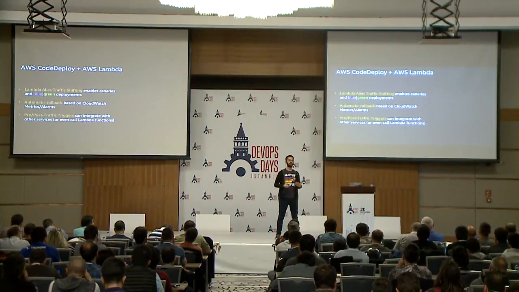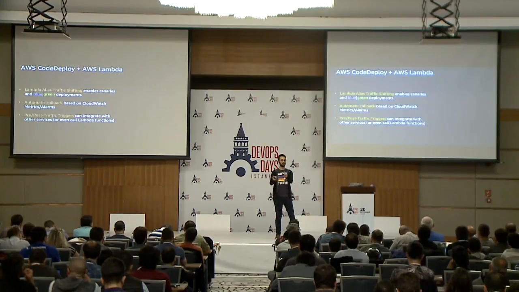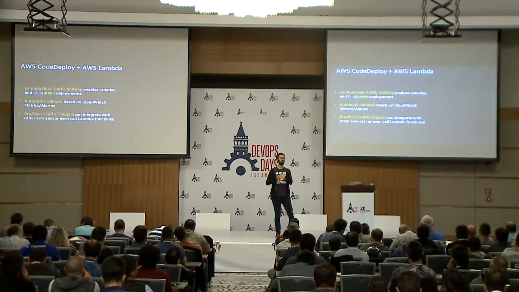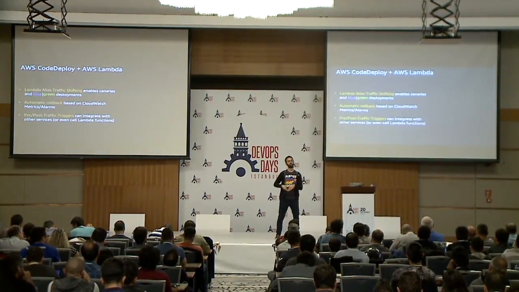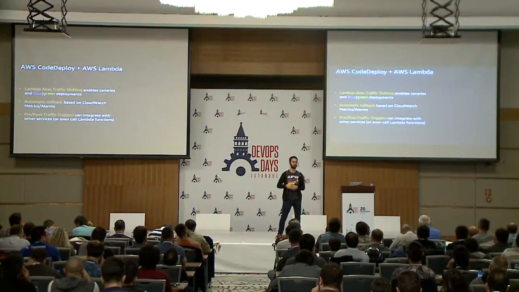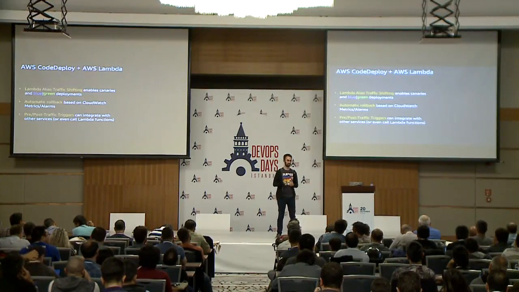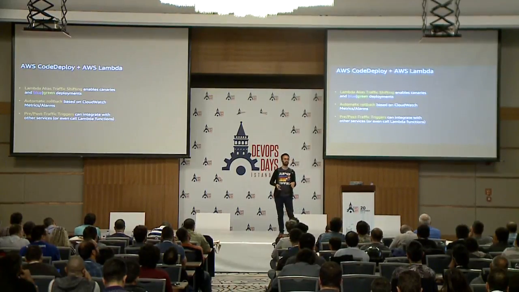So we introduced this weighted alias feature that allows one alias to point to two different versions of your function in a weighted way. So you can say 50% of the traffic goes to the first version and 50% goes to the new version that I just uploaded, for example. So this allows you to do canary or blue-green kind of deployment.